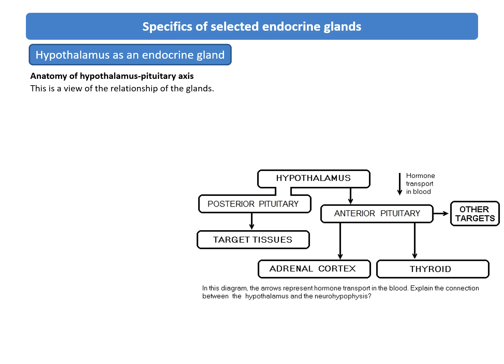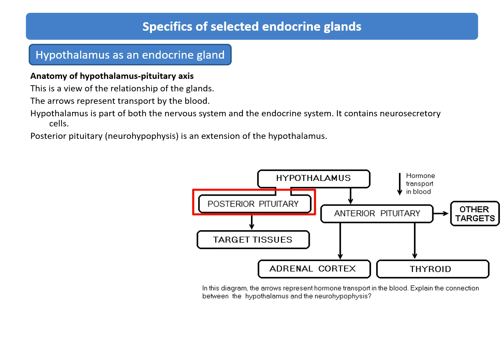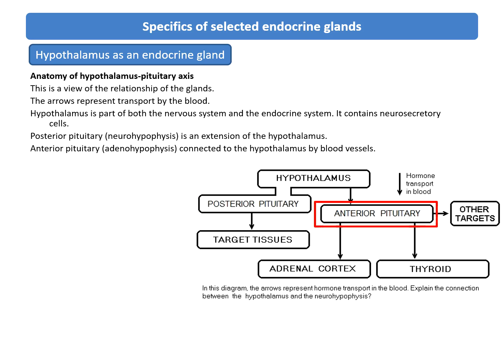Here's a little more detail. This is a schematic view of the relationship of the glands. The arrows represent blood vessels, so hormones are transported in the blood. The hypothalamus is part of both the nervous system and the endocrine system. You might think of it as the black box that runs many of the activities of the body. It contains neurosecretory cells. The posterior pituitary, also called the neurohypophysis, is an extension of the hypothalamus.